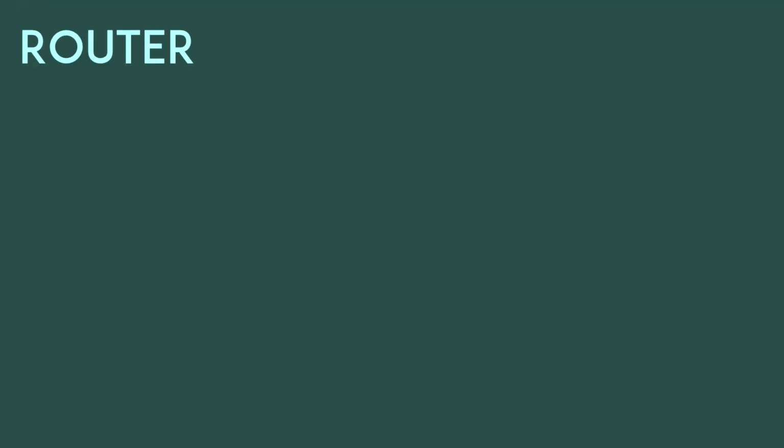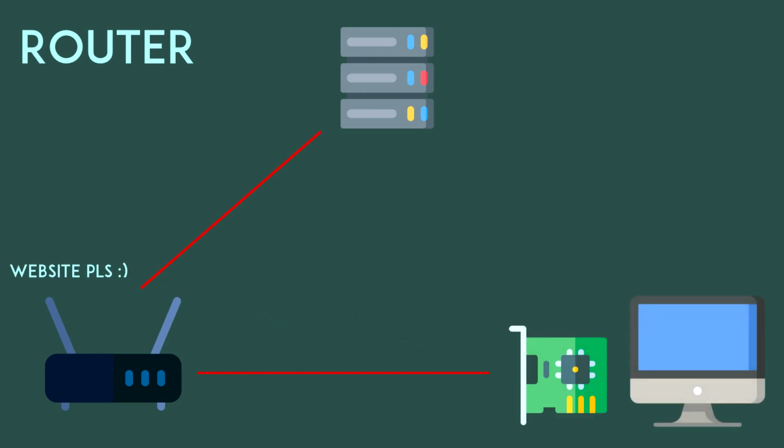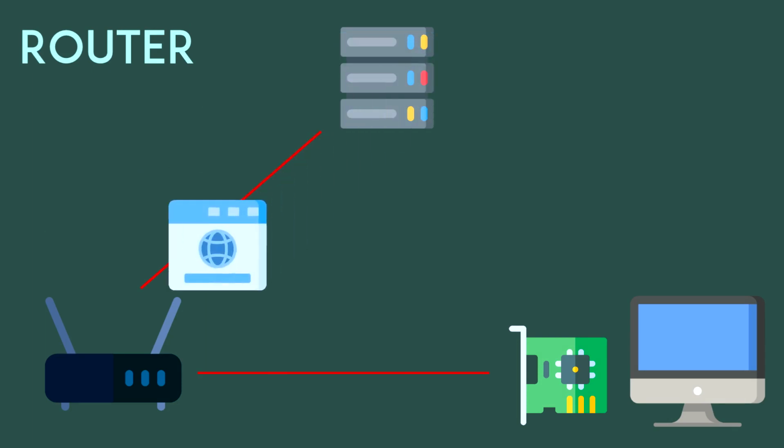Routers are used to connect networks together. You probably have one in your house. They'll receive data packets from one network and forward them onto the relevant device on its own network by sending those packets to a certain MAC address.